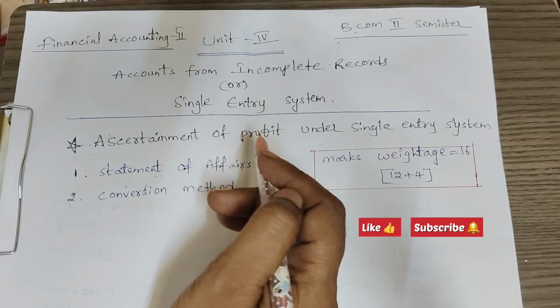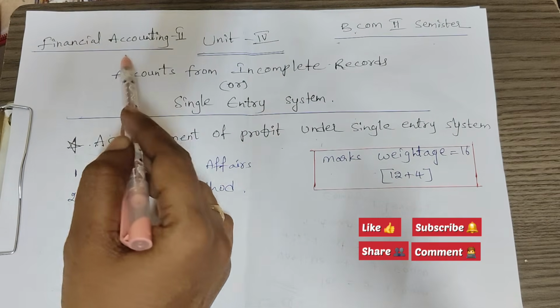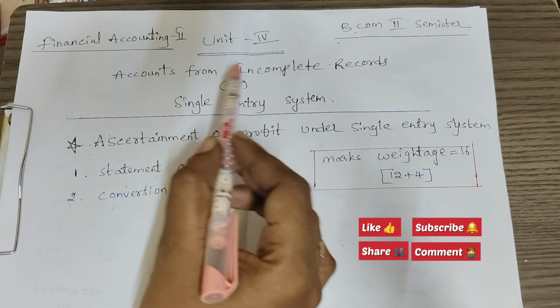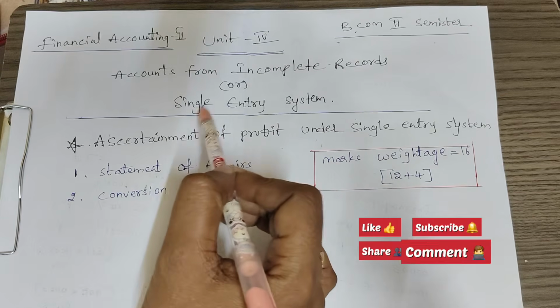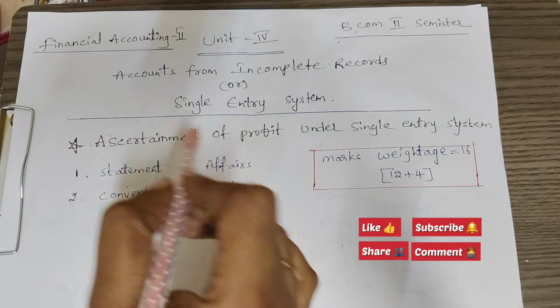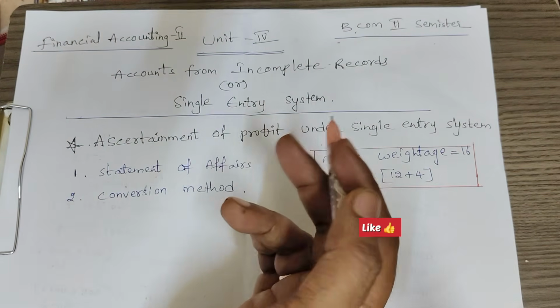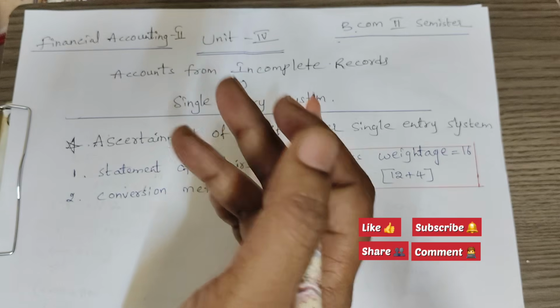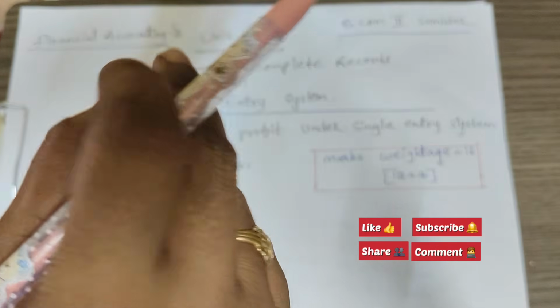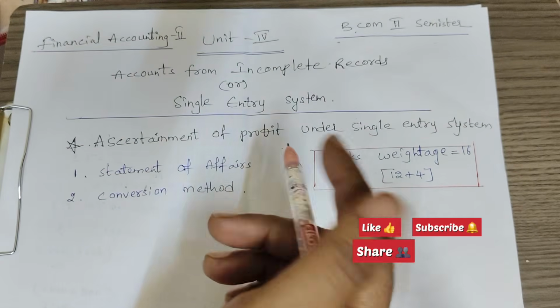In this video, we will discuss the fourth unit of Financial Accounting 2, that is Accounts from Incomplete Records, also called the Single Entry System. Important topic explanation. Whatever method we are discussing in this video, that method will 100% come in the final examination.